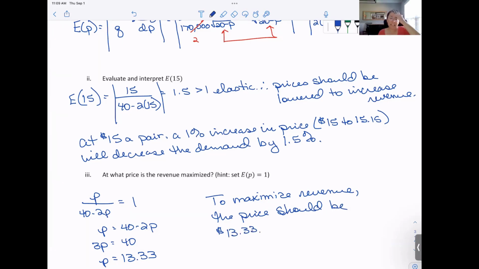So it's one thing to find the elasticity to say the prices should be lowered, but how much? Lowered by what? So that's it.